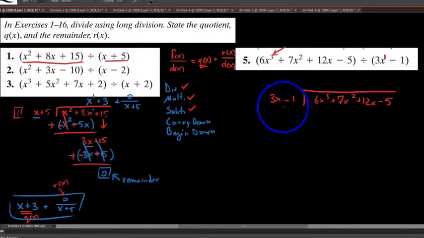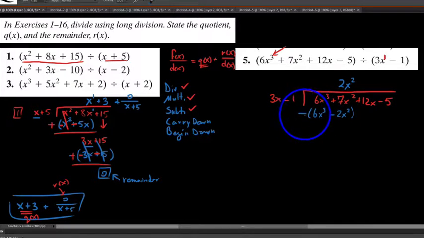Let's go ahead and take a look at this here. We'll start with our division. What could we take times 3x to get 6x cubed? Well, we'd have to take it times a 2 and an x squared. So that 2x squared, be mindful that it goes above our x squared terms here. Let's multiply 2x squared by everything in our divisor. So 2x squared times 3x is 6x to the third. 2x squared times a negative 1, of course, is just negative 2x squared.